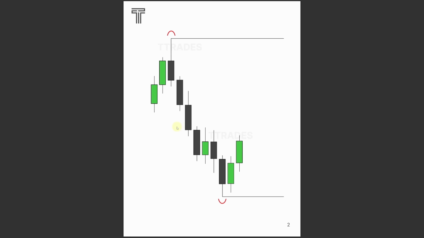Now, the next thing to understand is what is external liquidity. External liquidity is simply highs and lows. So you can see here we have a range. We have a swing high here. We have a high with a lower high on each side, creating a high. So that is external liquidity. Similarly, down here, we have a low with a higher low on each side, creating a swing low. So this is external liquidity, or sell side liquidity and buy side liquidity.